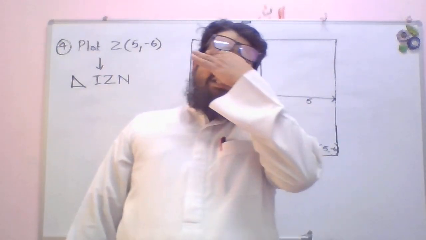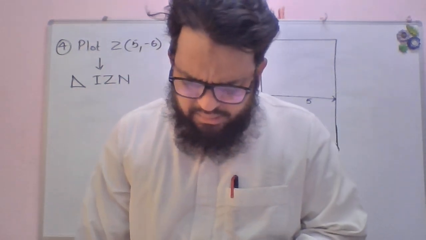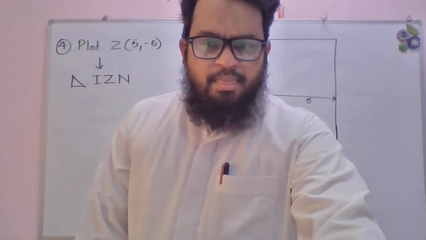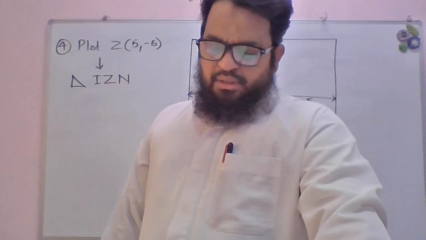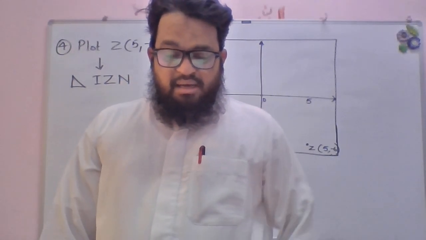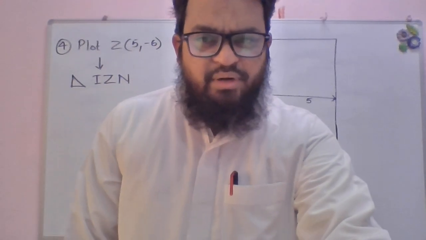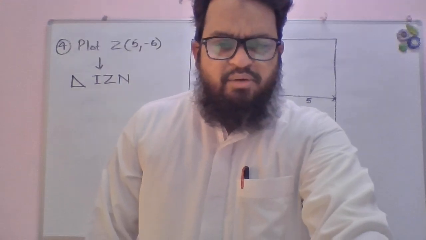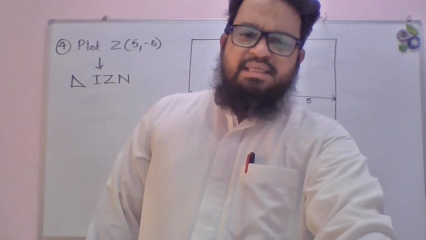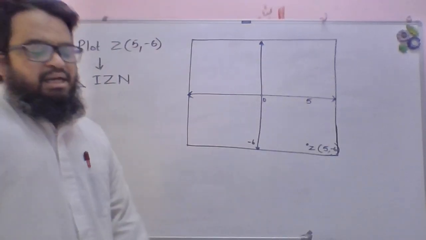What is a right angle triangle? Did he say right angle triangle? To construct a right angle triangle. Yes, so he is asking to construct a right angle triangle. Why is the question differing from each textbook? Plot Z (5 comma minus 6) on a Cartesian plane and construct a right angle triangle IZN and find the length of three sides. Okay. So you have to find the length of the three sides.